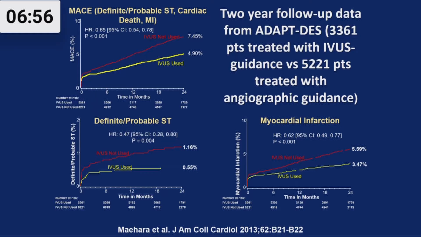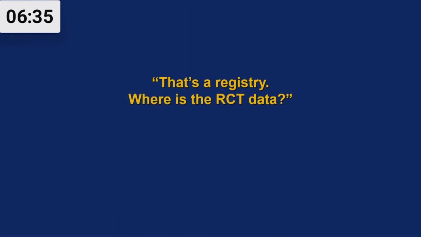But what is the data for using IVUS in these complex cases? This is one of the slides which shows that definite and probable stent-related cardiac death is significantly lower if we use IVUS, and definite probable stent thrombosis is also less. This is Mehran, Journal of the American College of Cardiology, and myocardial infarction is also less if we use IVUS. You can argue that this is a registry. Where is the RCT data?